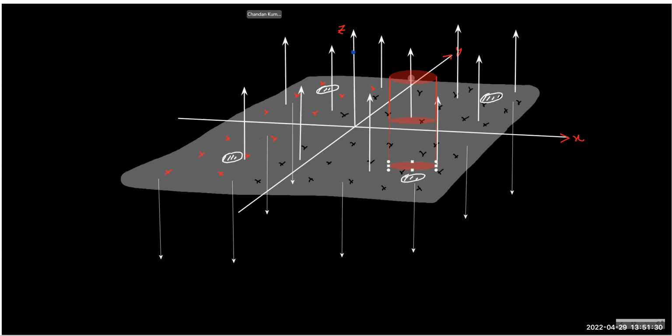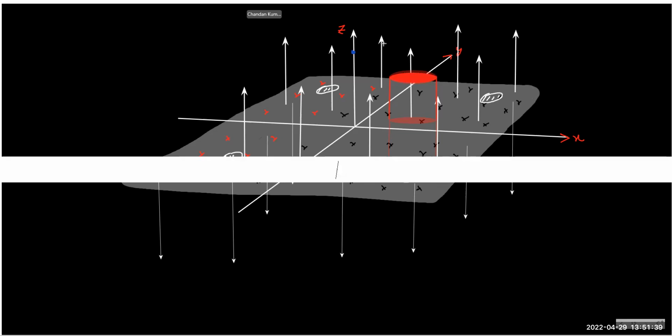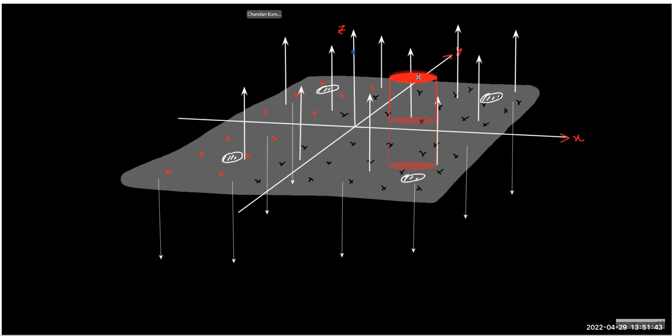Just to make it a three-dimensional feeling, let me make it more. So you can see that. So we have three layers. So this layer is representing the charge part. So if I say this area is S, this is also S, this is also S, correct? Yes, sir.